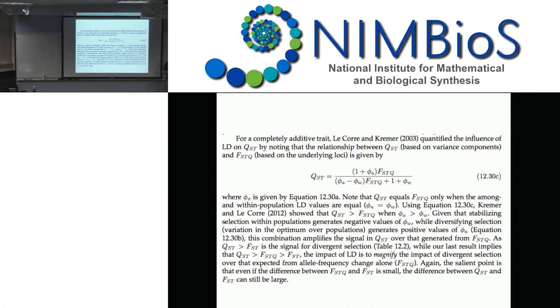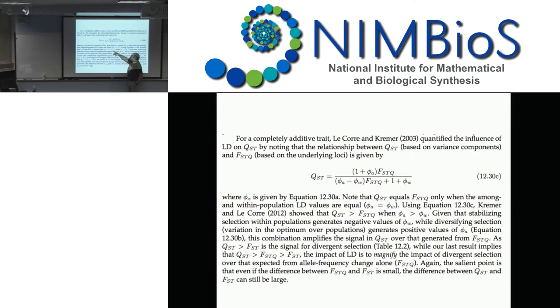Linkage disequilibrium makes the within-population variance smaller and usually the between-population variance bigger, and that kind of inflates the signal. So if the disequilibrium among populations is bigger than the disequilibrium within populations, and this is usually negative, so this is almost always true, then QST measured by the variance components is going to be larger than FSTQ, that is, if I computed FST on the underlying loci.